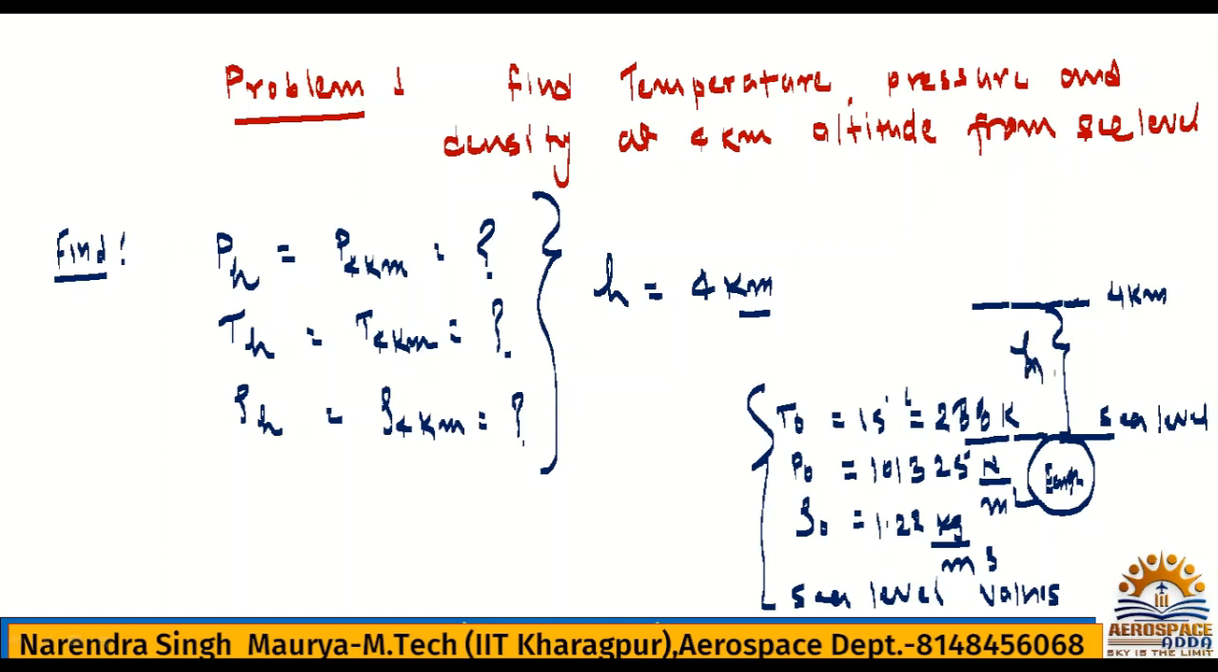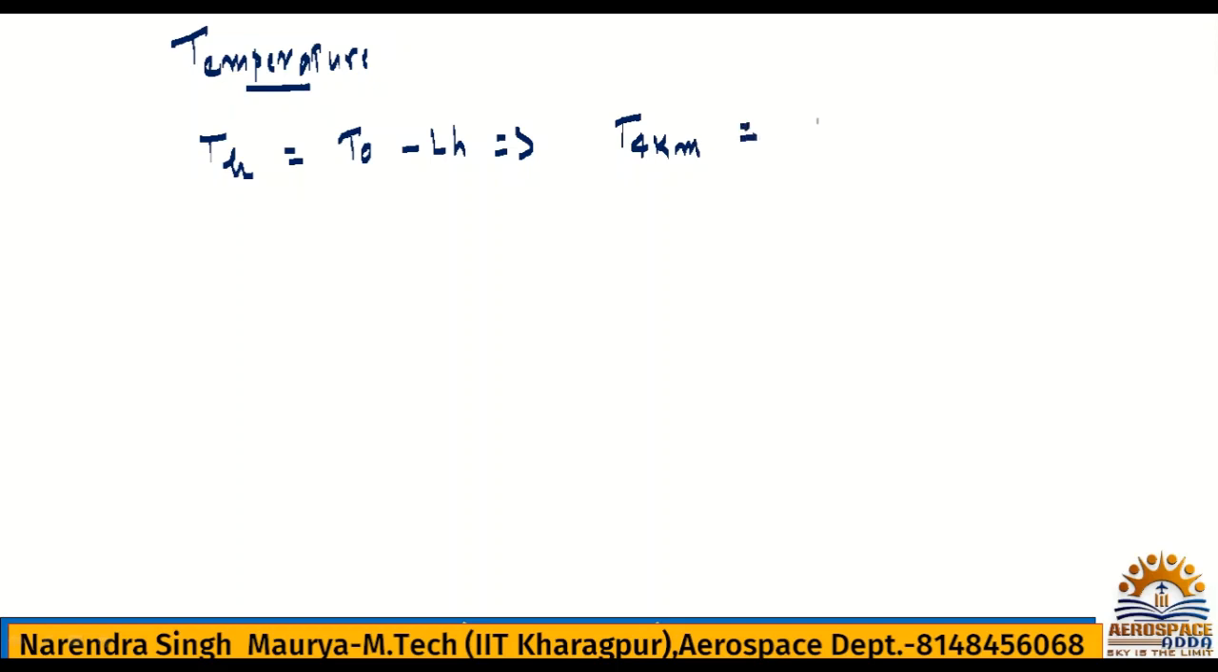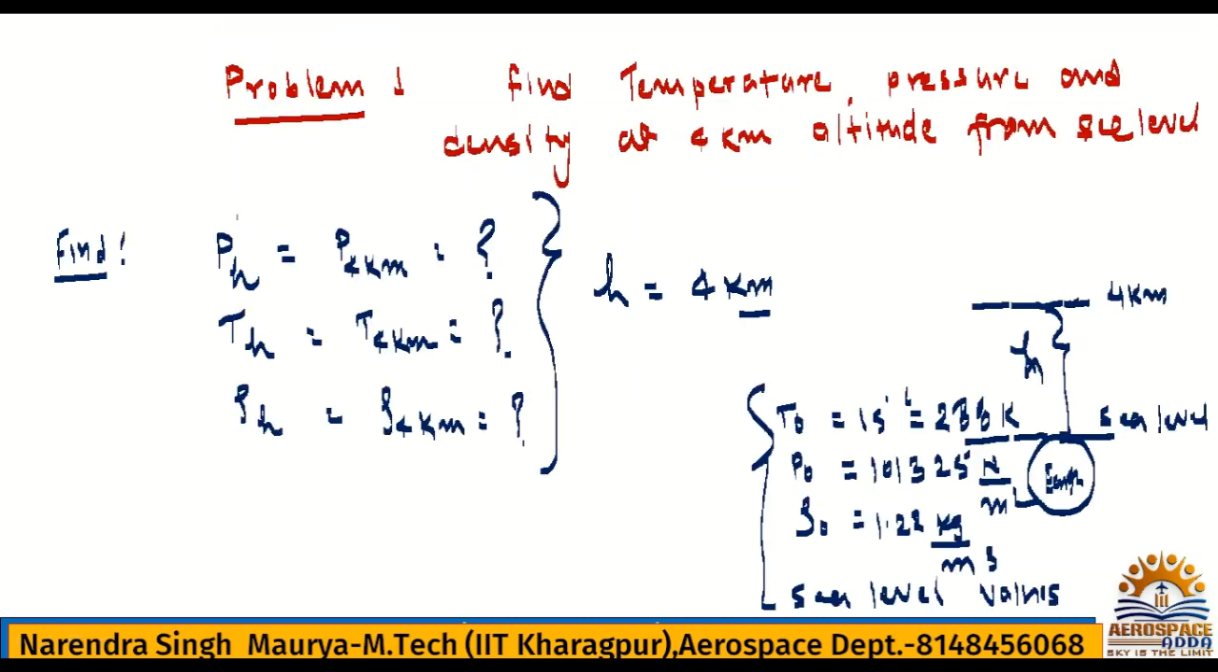So first we'll calculate temperature. How to calculate? What was the formula at any altitude? TH is equal to T naught minus LH. I derived this formula in the last session. So TH means T at 4 km. What is T naught? It is the sea level temperature, 288, minus L. What is L? L is the lapse rate. What is the value? 0 in the stratosphere, and 0.0065 in the troposphere. The question asks for 4 km altitude, so this is the troposphere. Yes or no?